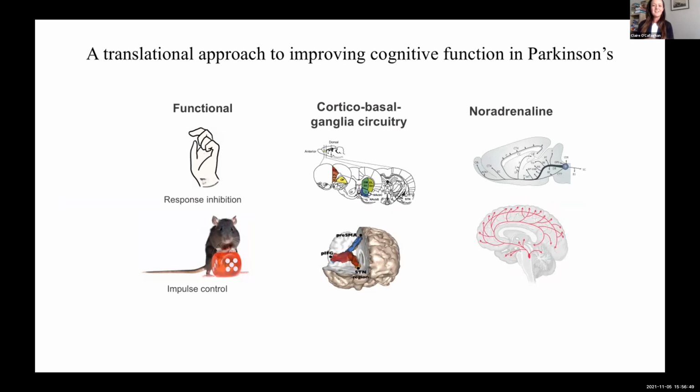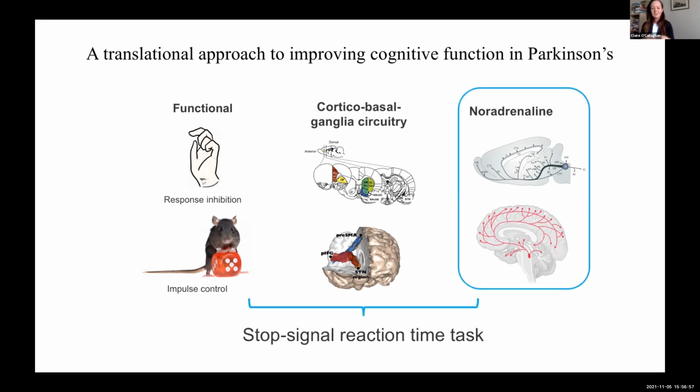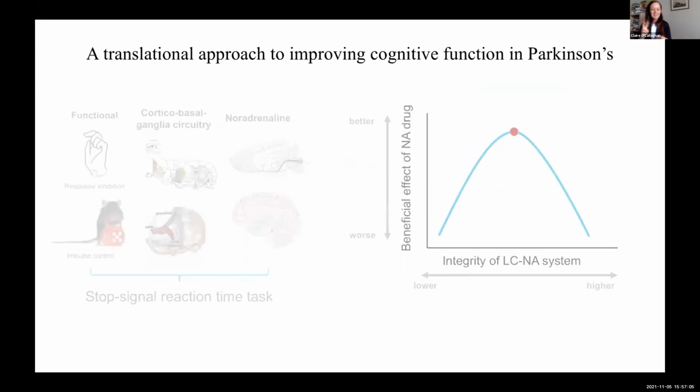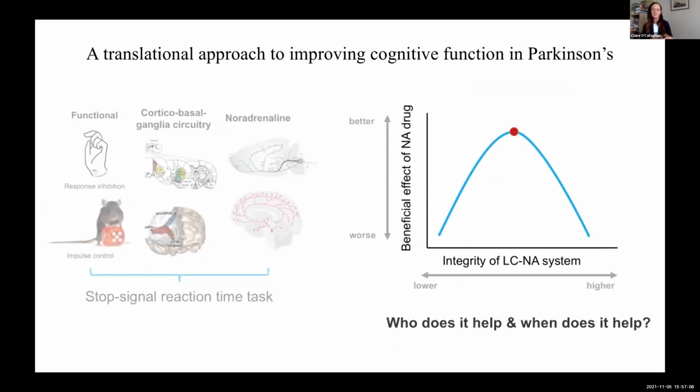So bringing all these together, inspired by this translational approach, we wanted to see if we could use noradrenergic drugs to improve cognitive function in Parkinson's disease, weaving them together with the stop signal task based on the animal work that I've shown you already. We had a second question as well. Not only did we want to see if we could use this task to measure the effects of a noradrenergic drug, we also wanted to pinpoint who this drug might work best for. And we had the notion that integrity of the locus coeruleus noradrenergic system might give us a clue to help guide us who might benefit most from this sort of therapy.